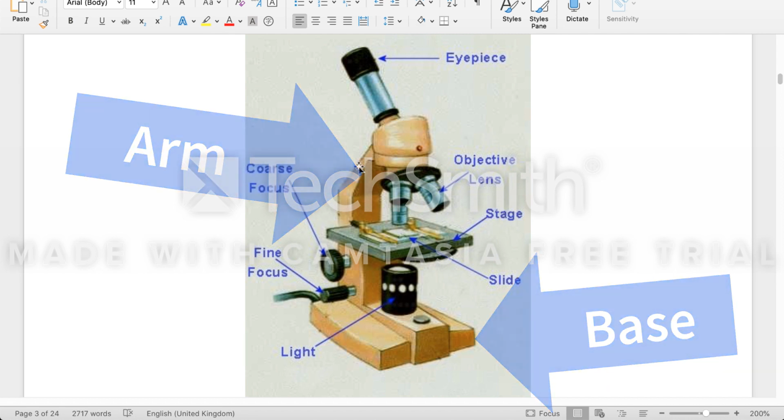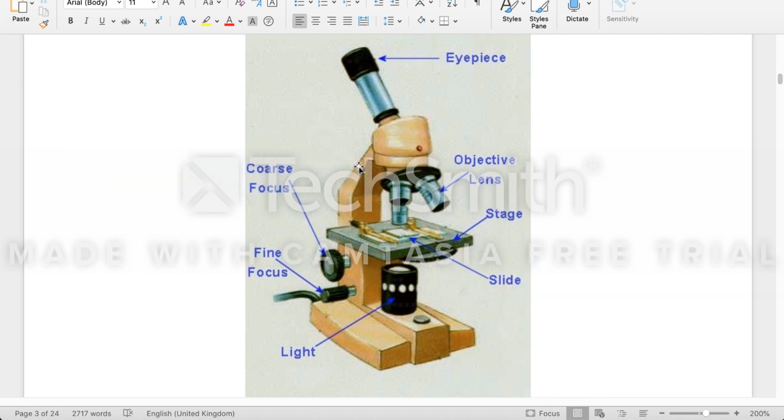Because these microscopes are not cheap. And you need to handle these microscopes with a lot of care. So you would have one hand on the arm, one hand on the base, and that's how you would carry them from where they're stored to the table that you're working at. Okay, so just make sure that you label these two parts. Okay, so that's your arm and that's your base. Okay, and those are the parts of the microscope.